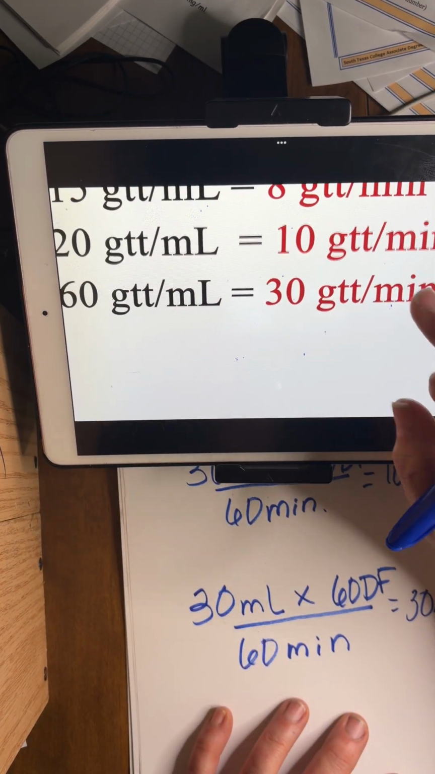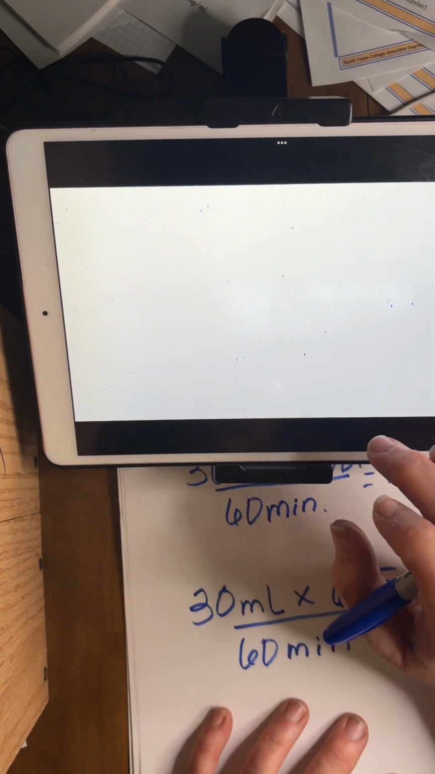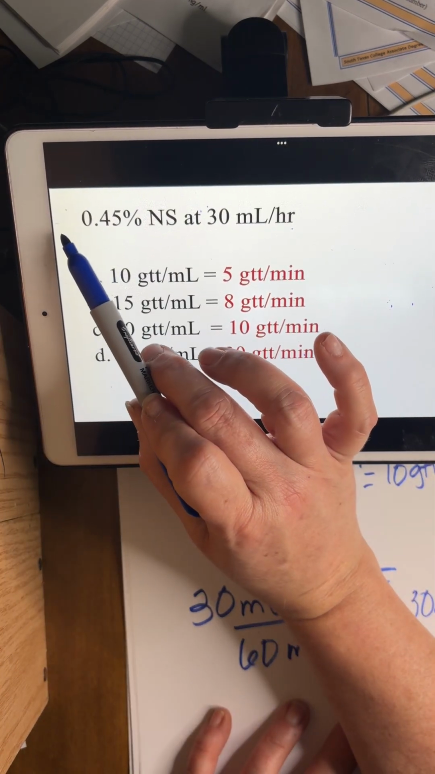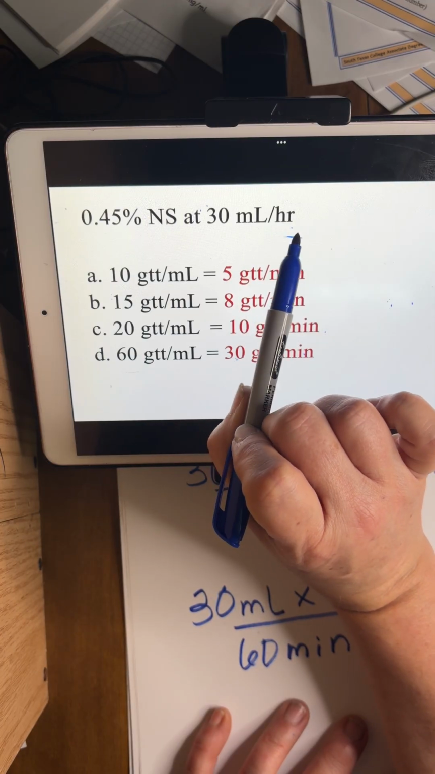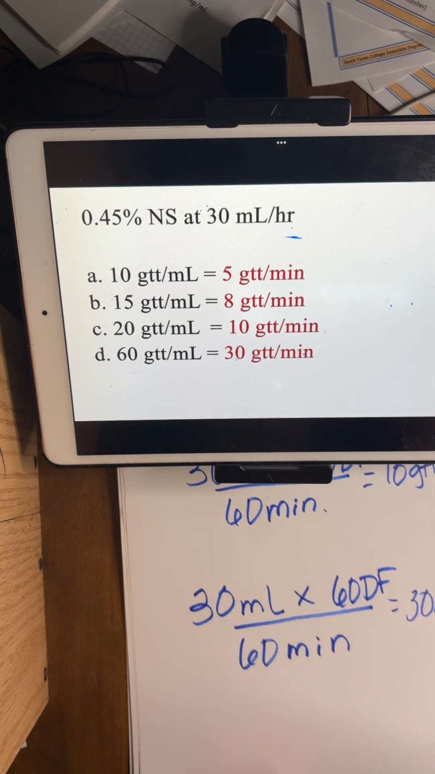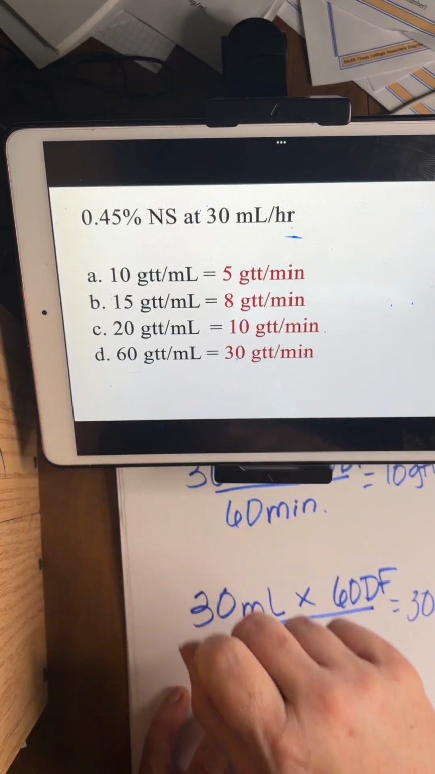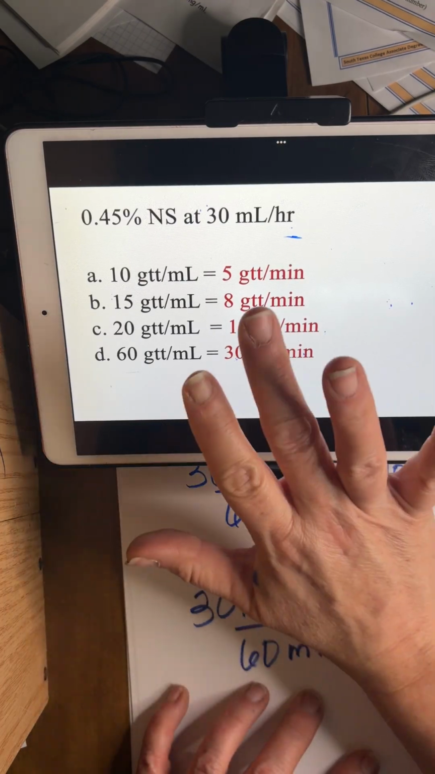I just want you to know, if they give you a massive amount, 3 liters, but they tell you the milliliters per hour, and they want you to find the drop factor, this is what you're going to use, okay? I hope that helped.